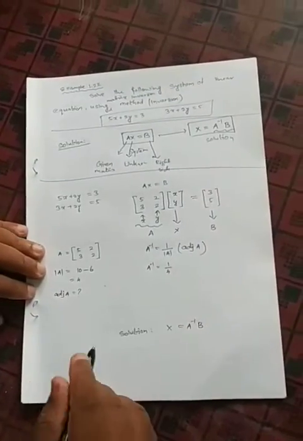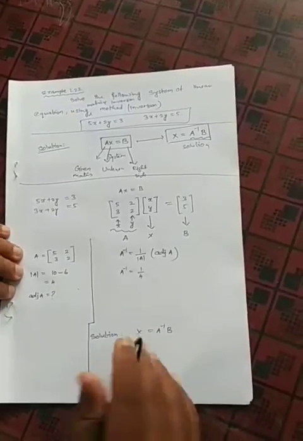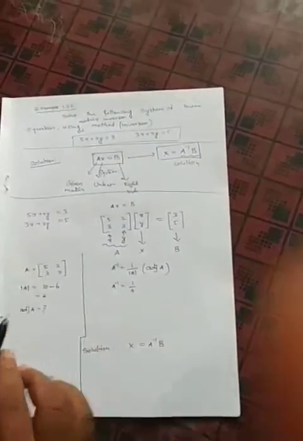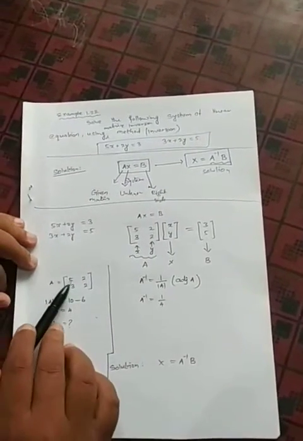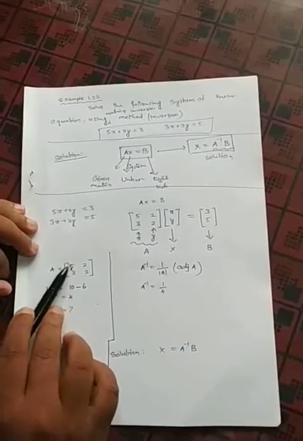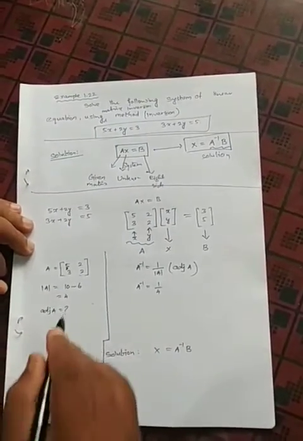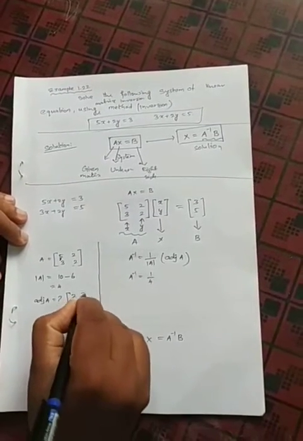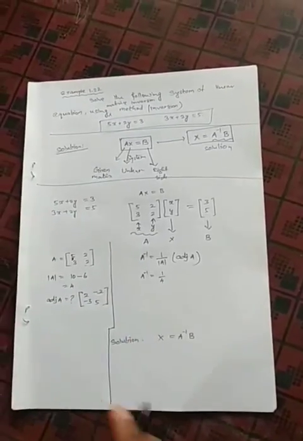So how are we going to get the adjoint of A? I already told you, for a 2 by 2 matrix it is very simple. What you need to do is exchange these and change the sign of these. So straight away you can get 2, 5, minus 2, minus 3 will come. That we have done straight away here.